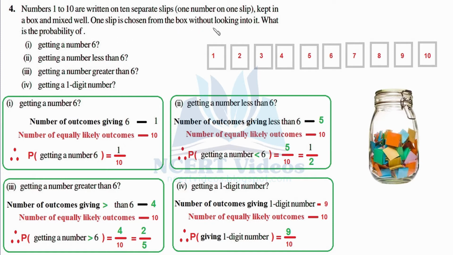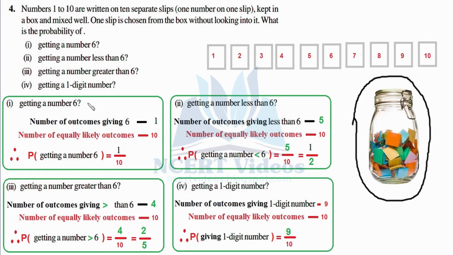One slip is chosen from the box without looking into it. The whole idea is we do not look at it. That is, we do not have any control over which one we will pick. That is, we have no idea, which can be only known after opening the particular slip. You can simply refer to it as a lottery system. What is the probability of? Alright, so first of all, we have getting a number 6.